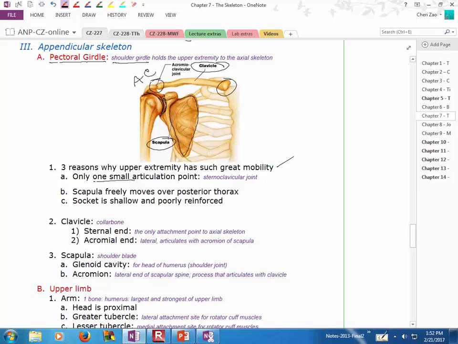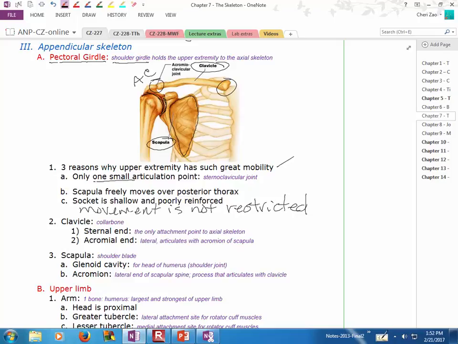So in our notes, let's see here. Socket is shallow and poorly reinforced, absolutely. Scapula moves freely over the posterior thorax. The nice flat surface of the scapula is anteriorly positioned for that movement. And we have that sternoclavicular joint. So what we actually have here is a lack of restriction of movement. Our movement is not really restricted. All of those things combine for the wide range of movement or motion that you actually have with your upper extremity.